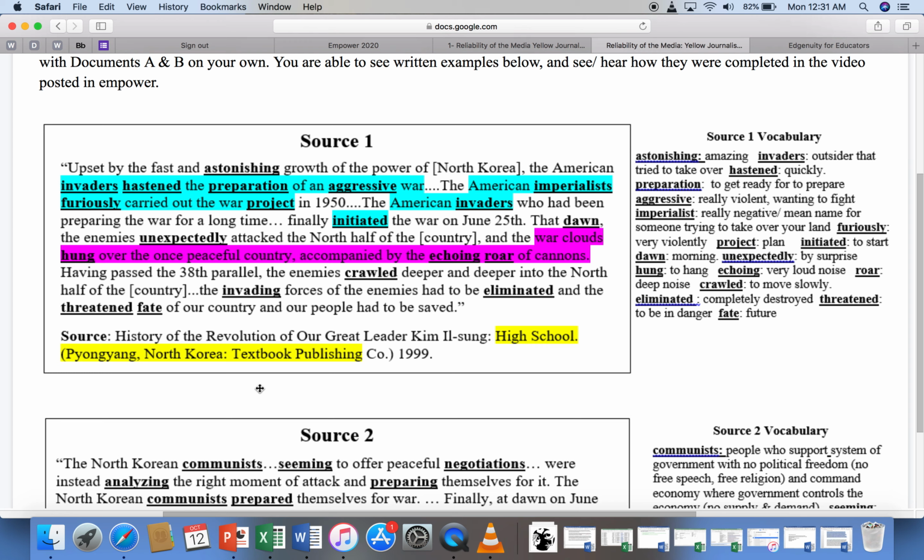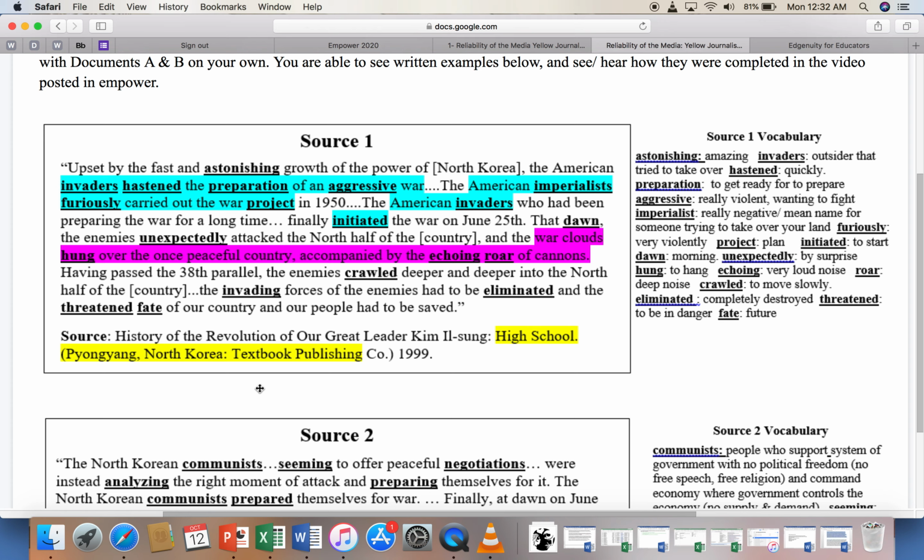Upset by the fast and astonishing growth of the power of North Korea, the American invaders hastened the preparation of an aggressive war. The American imperialists furiously carried out the war project in 1950. The American invaders, who had been preparing for war for a long time, finally initiated the war on June 25th. That dawn, the enemies unexpectedly attacked the north half of the country, and the war clouds hung over the once peaceful country, accompanied by the echoing roar of cannons.